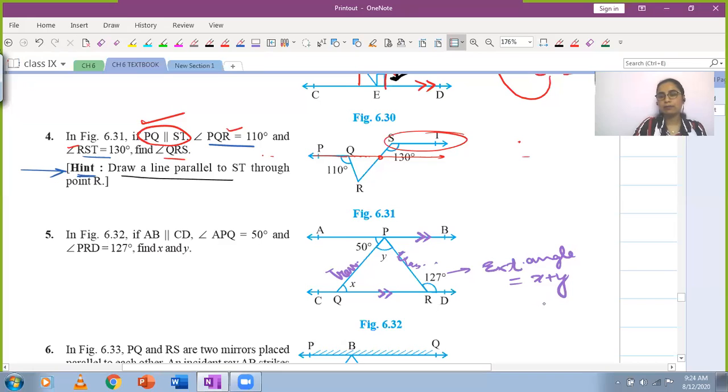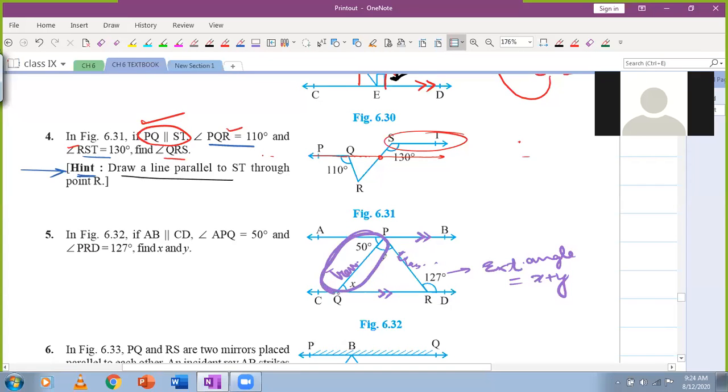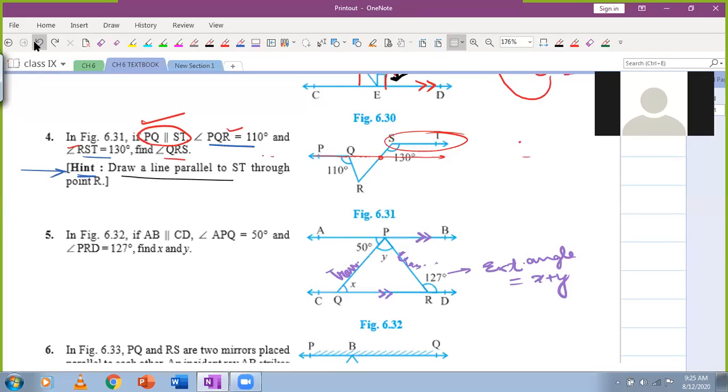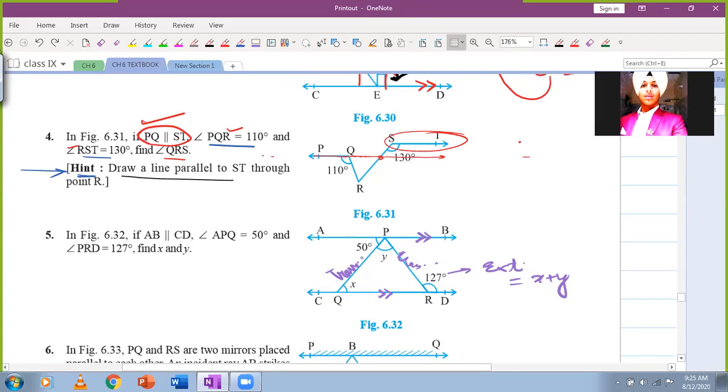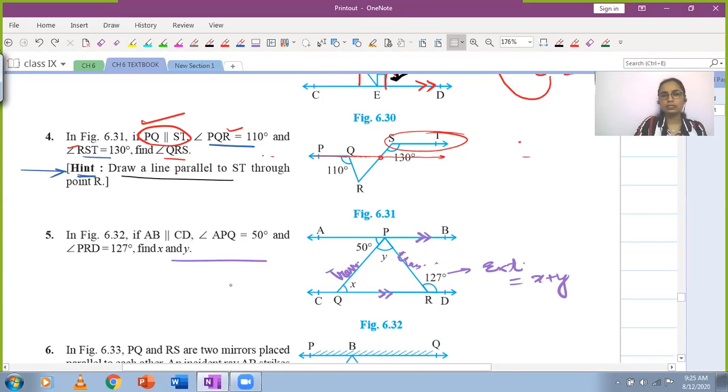But how does that help you find x and y? Ma'am, x is 50. Y can be found by using linear pair, then y plus x equals 127. From there we can find x. Just a minute. How is y forming a linear pair with 50? I think you should just focus on this side.